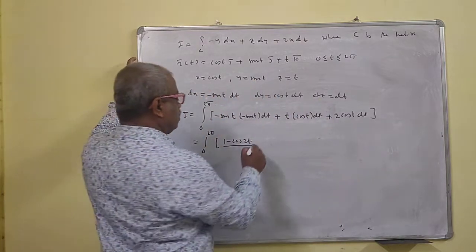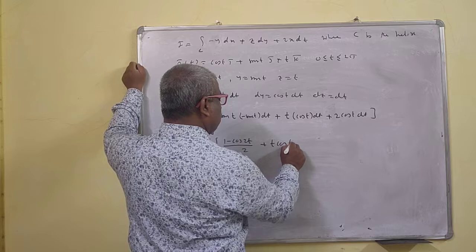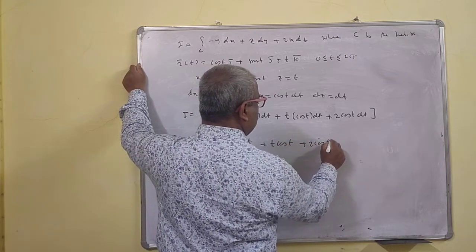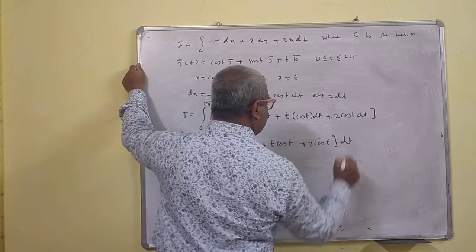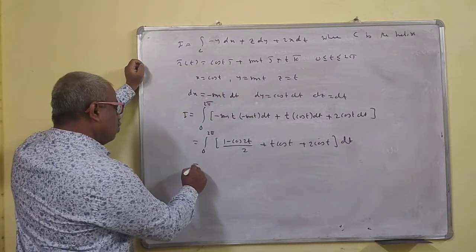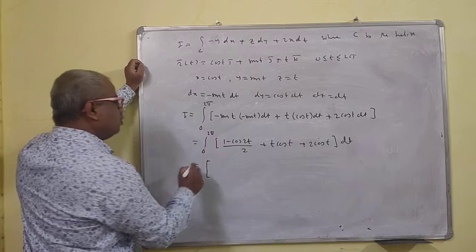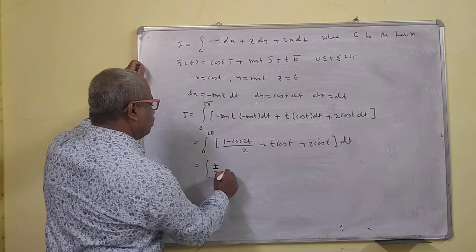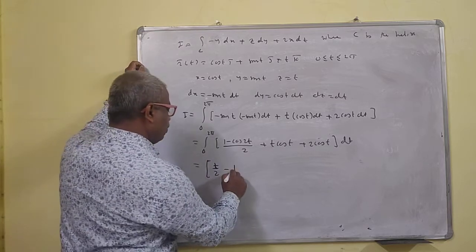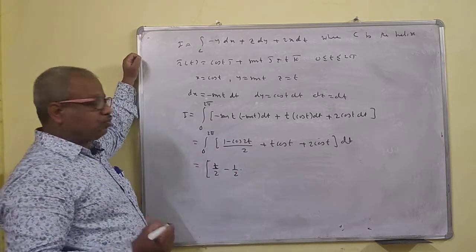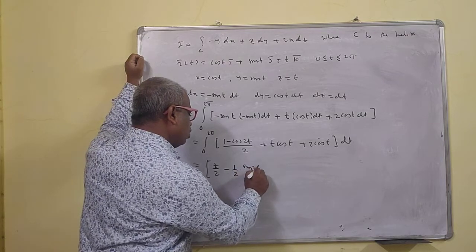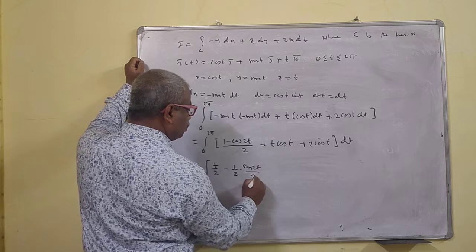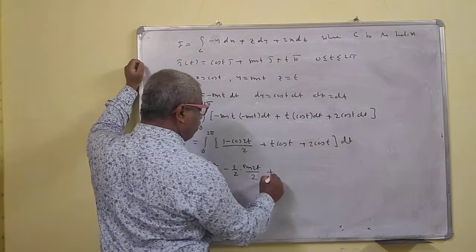Plus t cos t, you cannot do anything here, plus 2 cos t, dt. Now we'll integrate this. So this is t by 2, minus 1/2 times the integration of cos 2t, which is sin 2t upon 2. Here you have to use integration by parts.